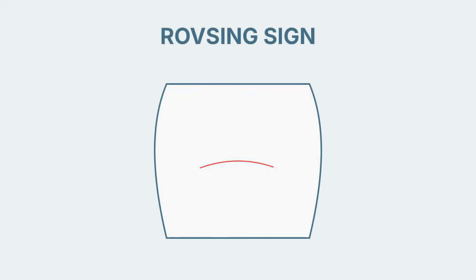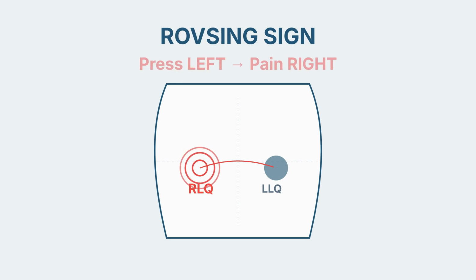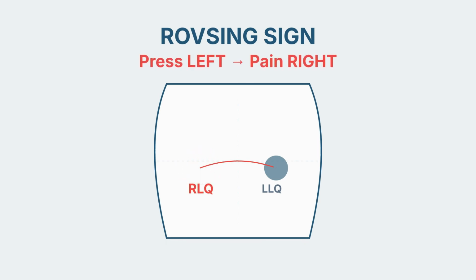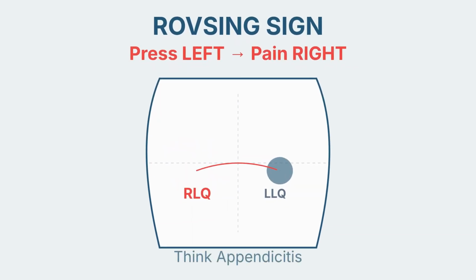For Rovsing sign, palpation of the left lower quadrant causes pain in the right lower quadrant. Yes, you press on the left but the patient hurts on the right. That is the clue. Memory trick: press left, pain right. Positive Rovsing sign? Think appendicitis.